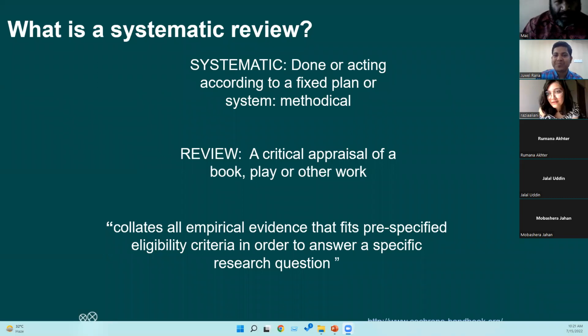Yeah. Okay, perfect. So before I tell what my systematic review is, I want to know from the audience, what comes to your mind when you hear the word systematic reviews?